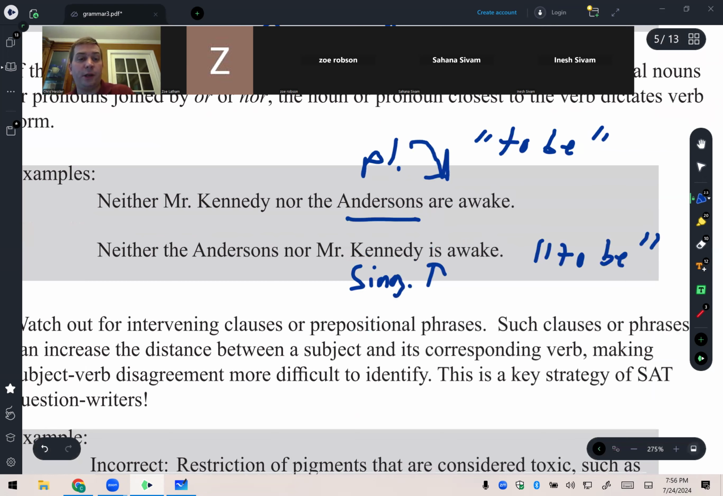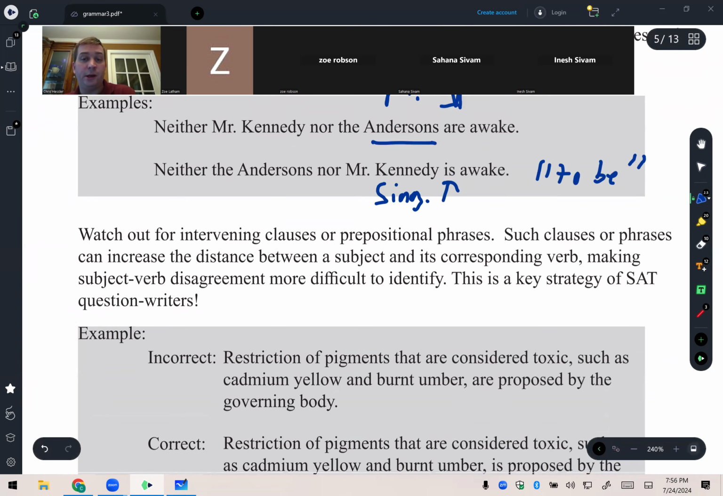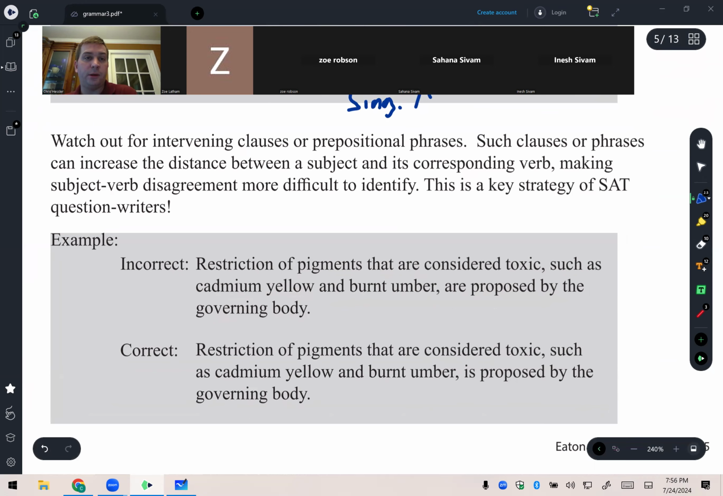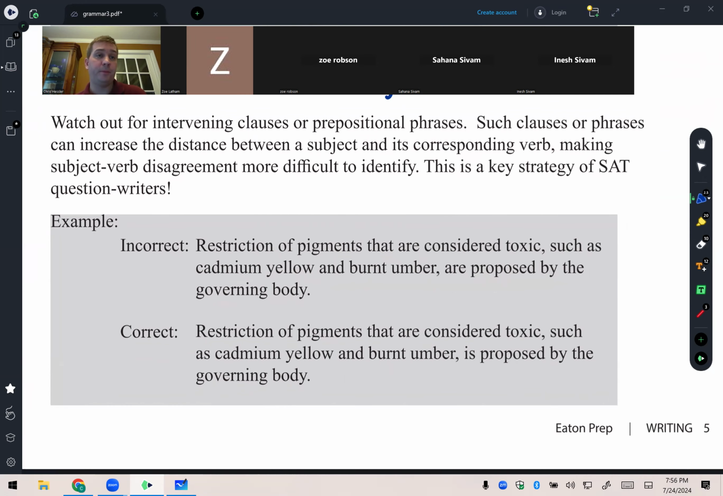All right, watch out for intervening clauses or prepositional phrases. This is one of the favorite tools of the test maker, whether it's ACT or SAT. They like to throw in a huge prepositional phrase to create space between the subject and its verb. It's just something that they do. They love to throw in a huge clause or a huge prepositional phrase. And my strategy with this is to just sort of temporarily remove it. Read a simplified version of the sentence in your head, and then you'll know, okay, we didn't have subject-verb agreement here. There was a problem.